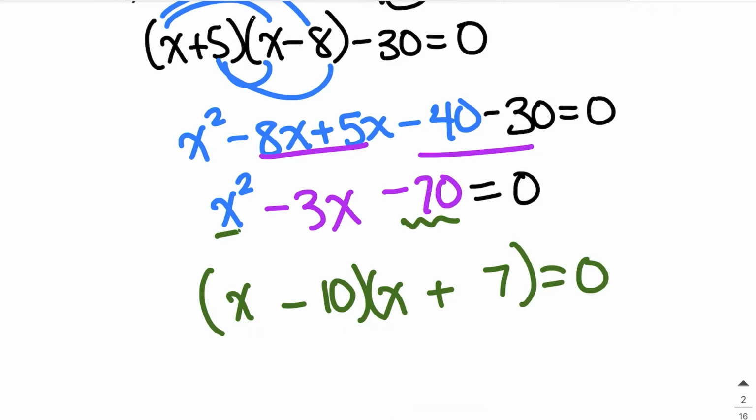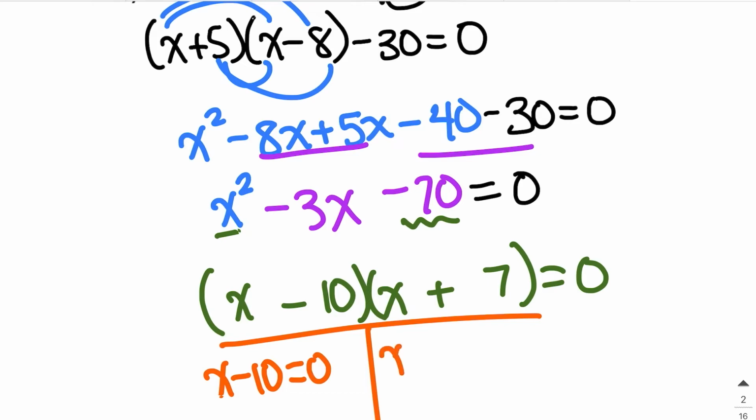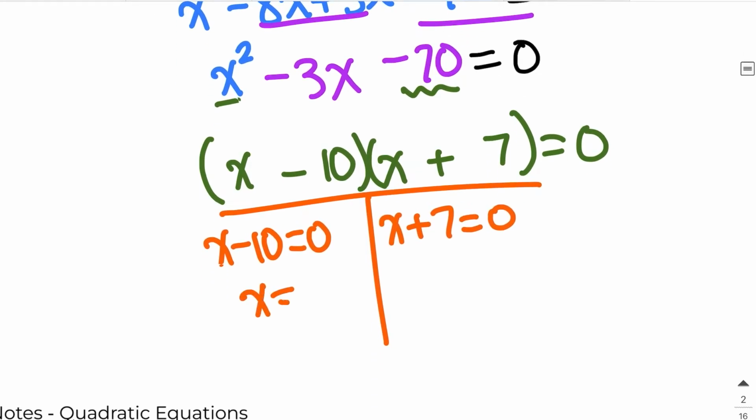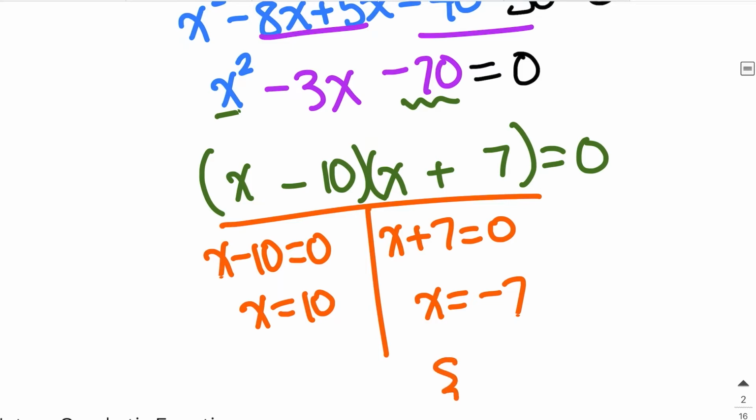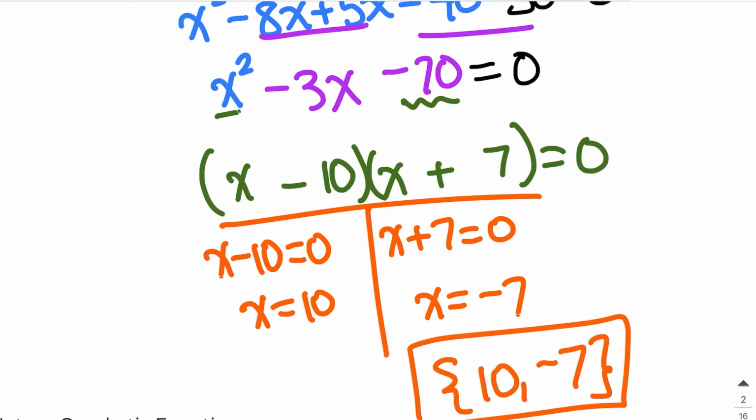So now I can go ahead and set each factor equal to 0. So I'm going to say x minus 10 equals 0, and then I'm also going to say x plus 7 equals 0. So to solve for x here, I would add 10 to both sides. To solve for x here, I would add negative 7 to both sides. So that means that the solution would be 10 and negative 7.